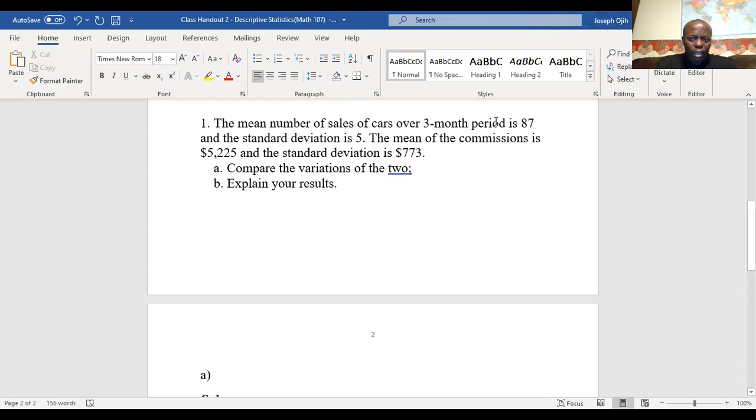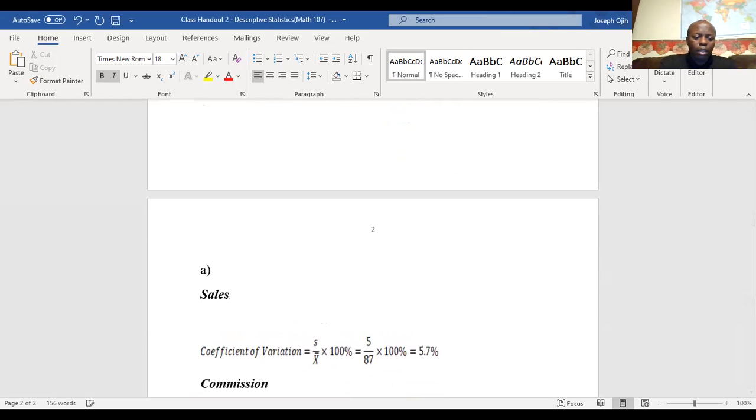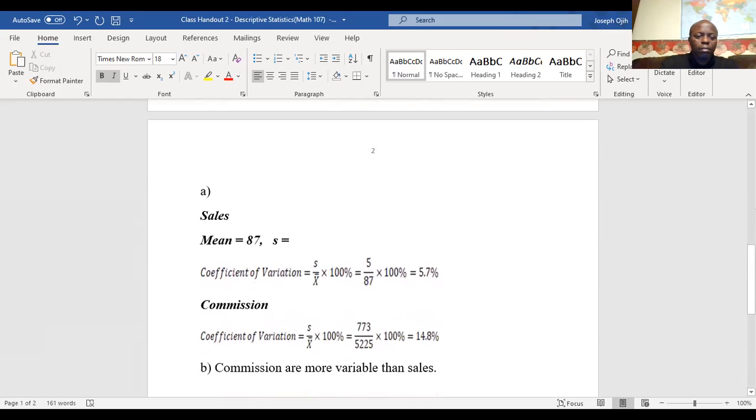Okay, let's do this. For the sales, the mean equals 87, and the standard deviation S is 5. So the coefficient of variation becomes standard deviation divided by mean times 100%, which means 5 over 87 times 100. You can figure this out using a calculator. Again, I always tell students about my Desmos calculator that I usually share, useful for finding things like this.